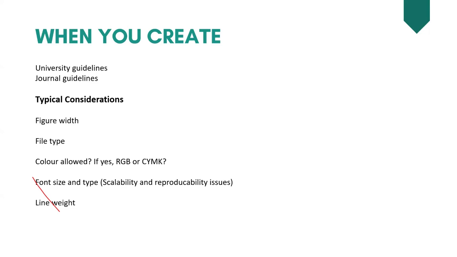You're going to have to think about what file type they want. Journals here will be more rigid than your university, but you've still got to make sure you're using software that is going to enable or facilitate you to publish as a dissertation and also as a publication. If color is allowed, is it RGB or CMYK? What are the font size and the type? So for example, are you using Arial 12 or are you using Times New Roman?